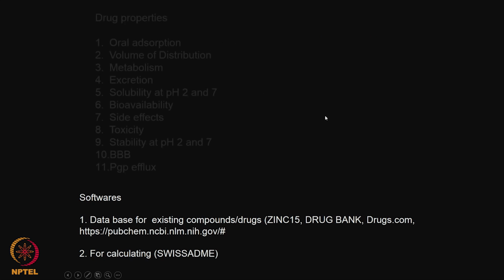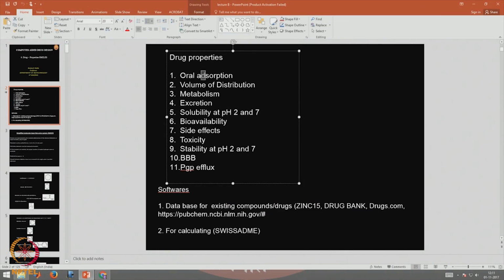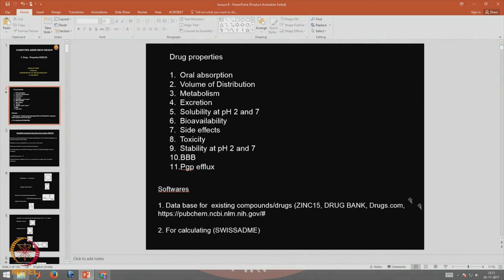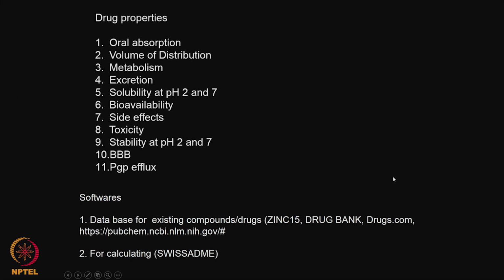In the previous class I had talked about important properties: drug absorption, volume of distribution. It is called absorption, not adsorption. Oral absorption, because most of the drugs are taken orally, and then volume of distribution, it gets distributed into the blood stream as well as into the tissues, the metabolism, how it gets metabolized, how it gets excreted.